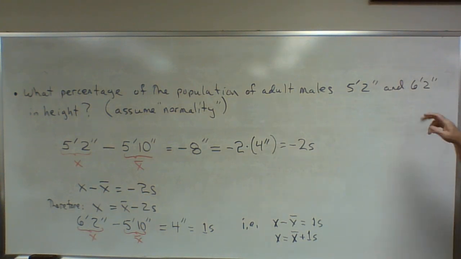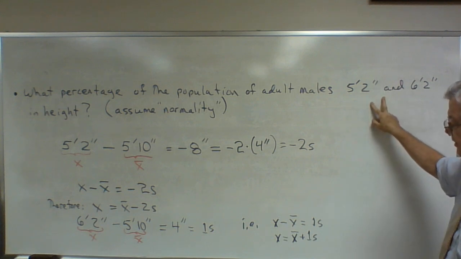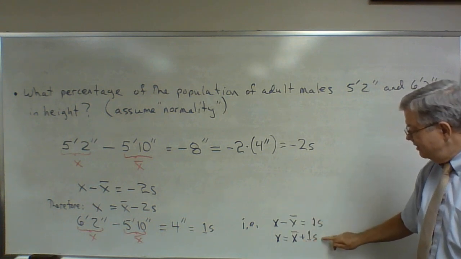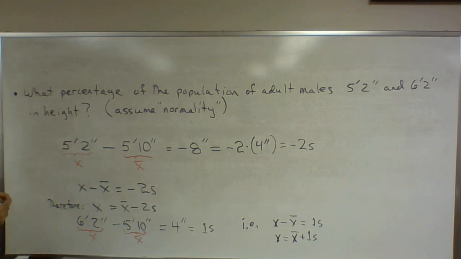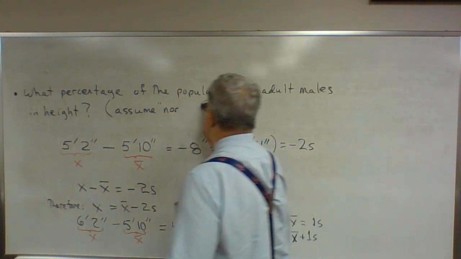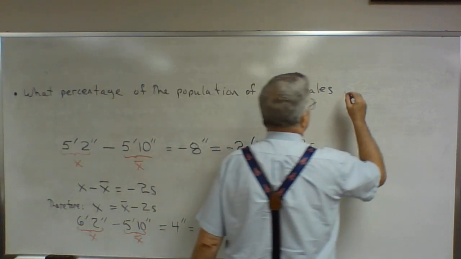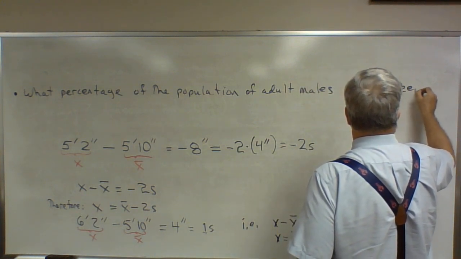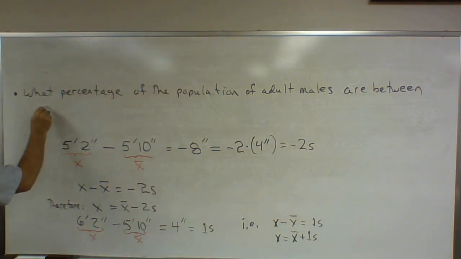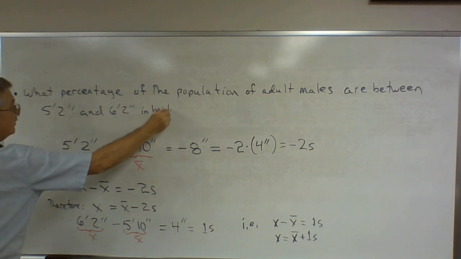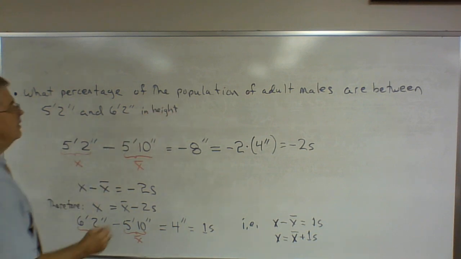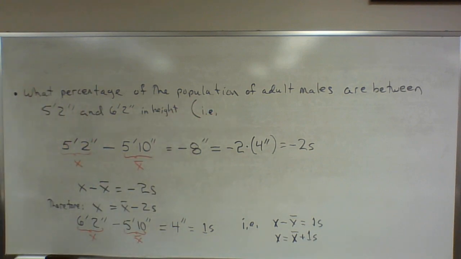And I'm going to rewrite this question in terms of the mean and standard deviation. What percentage of adult males are between 5'2" and 6'2" in height, but in terms of the mean and standard deviation.